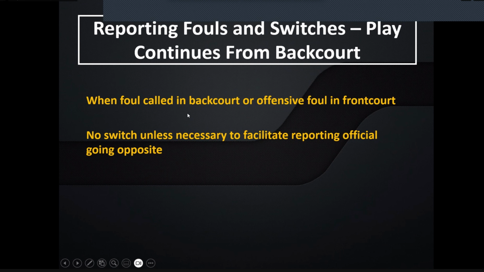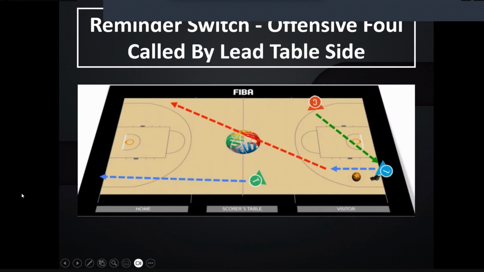Now, when I said we try to minimize switches sometimes, when a foul is called in the backcourt or an offensive foul in the front court, if the official is already opposite, we don't switch. Okay. So here's the examples of that. So called in, it's an offensive foul or there's a foul in the backcourt.